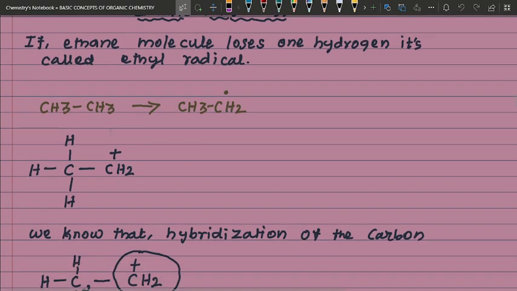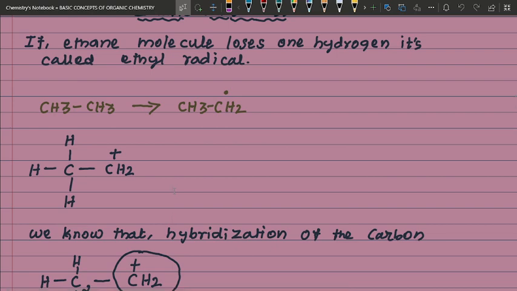See here, this is the ethane. This ethane loses one hydrogen, so we get the ethyl radical. This is the ethyl radical. Let's see. So this carbon attained a positive charge because here one hydrogen is going outside.